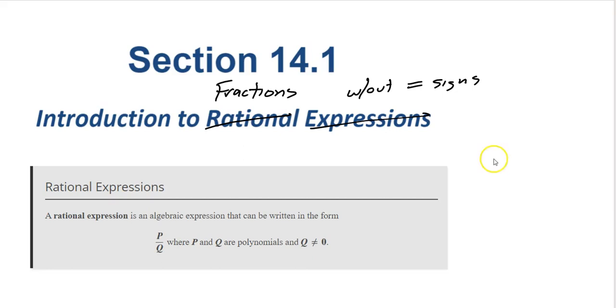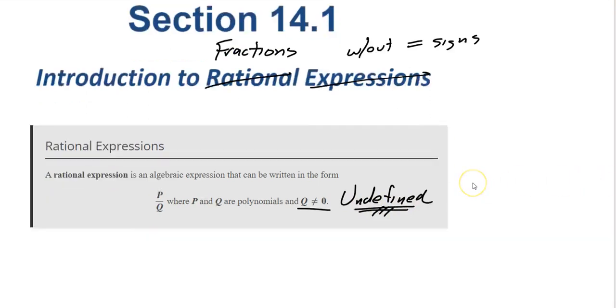So this right here, what does that mean? Remember, P divided by Q. P over Q. Q cannot equal 0, because if it does equal 0, it is undefined. I'll be asking you that a lot. Undefined. So let's continue on.